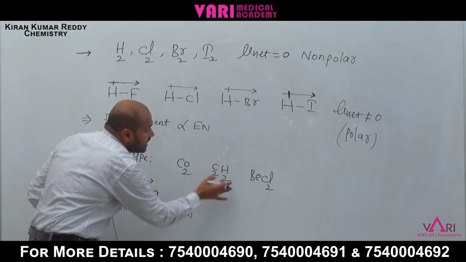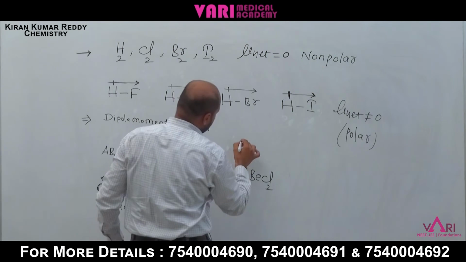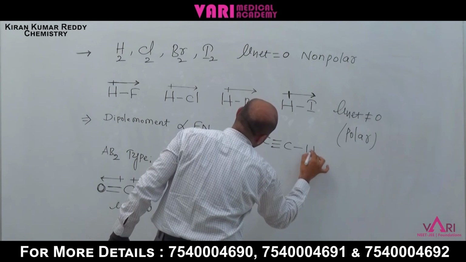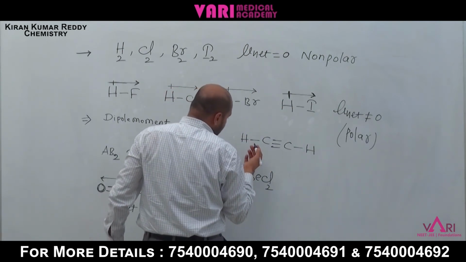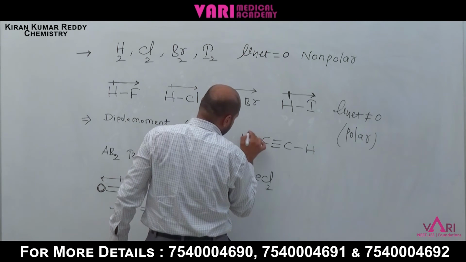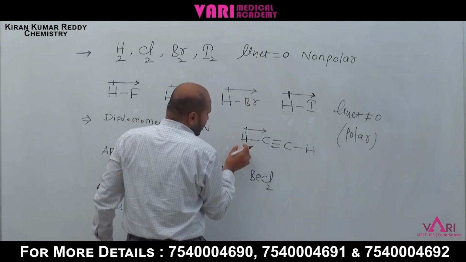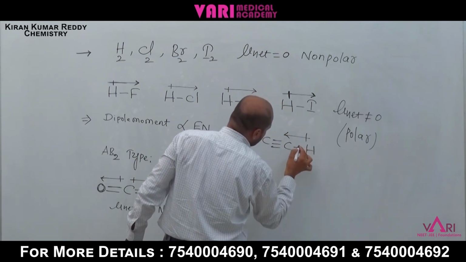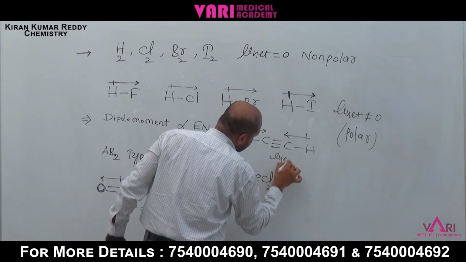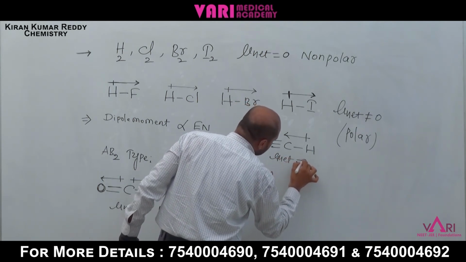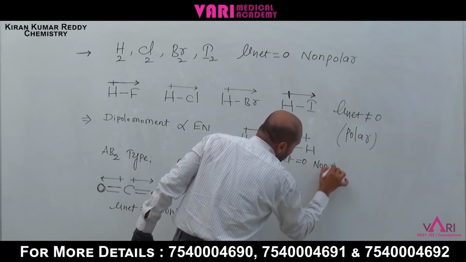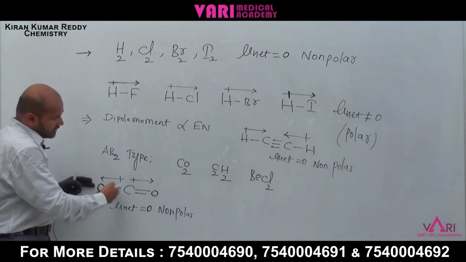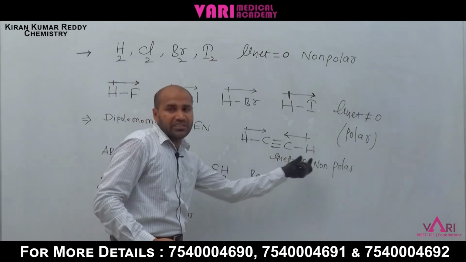If you take C2H2, hydrogen, carbon triple bond, carbon, hydrogen: in this also, carbon is more electronegative, so the dipole is from less electronegative to more electronegative on both sides. Now mu net is equal to 0, and this molecule will be non-polar. Understand, students? Here are opposite vectors, and here also opposite vectors.